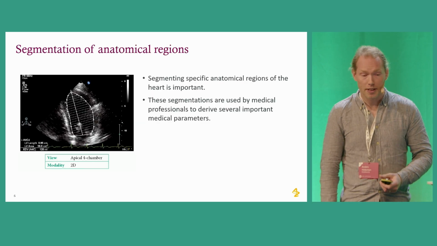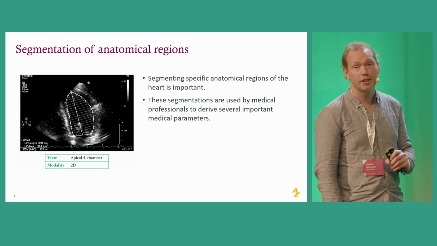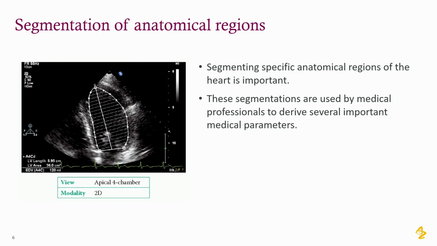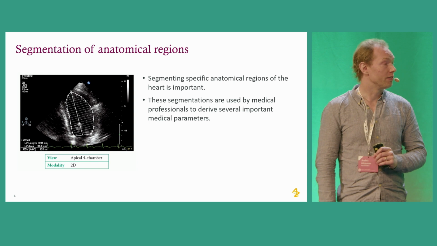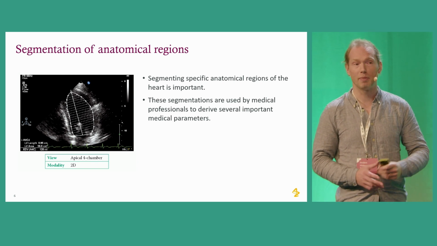Another sub-problem is segmentation of an anatomical region. This is typically necessary in order to acquire those later medical metrics. Here you see an example of a segmentation of the left ventricle that is done automatically or semi-automatically by professionals, where they basically outline the left ventricle in this case. And also this would be useful to do automatically for several reasons, especially when you're working with a large data set of echocardiograms from several patients at the same time.